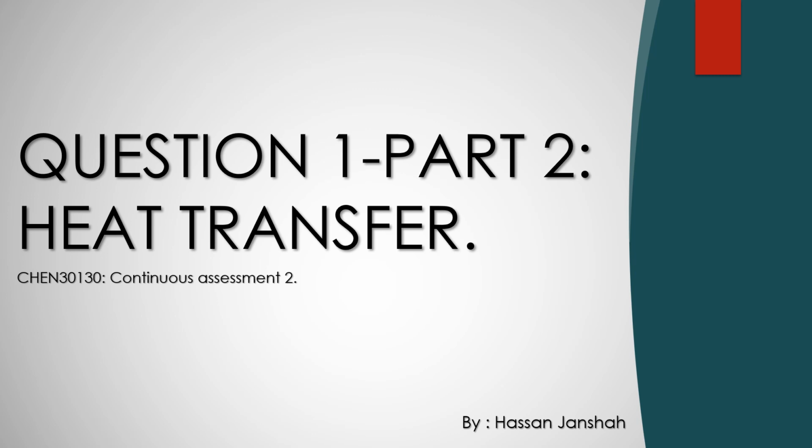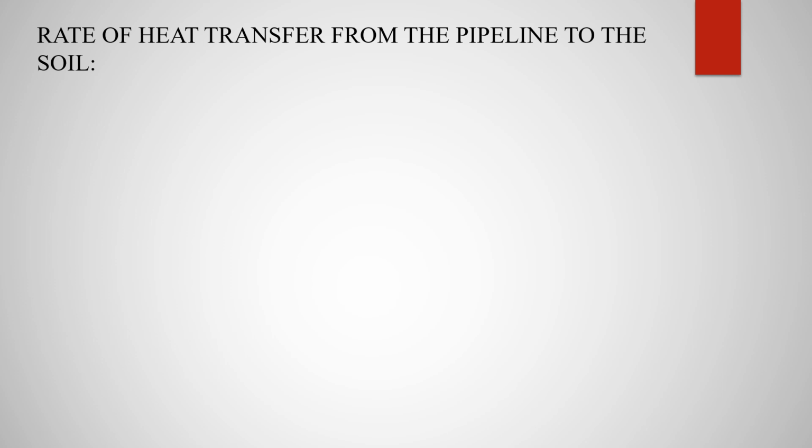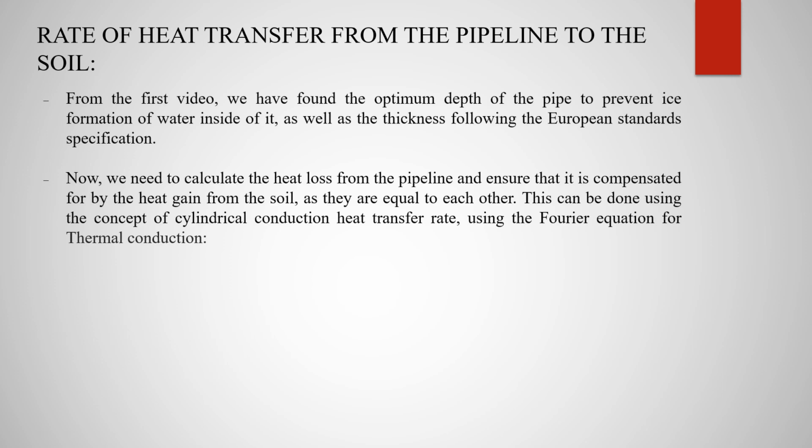This is the second video for CHEN 3130 Continuous Assessment 2 for question 1 that will talk about the heat transfer in pipe design optimization. To find the rate of the heat transfer from the pipeline to the soil, we know that from the first video we have found the optimum depth of the pipe to prevent ice formation of water inside of it, as well as the thickness following the European standard specification.